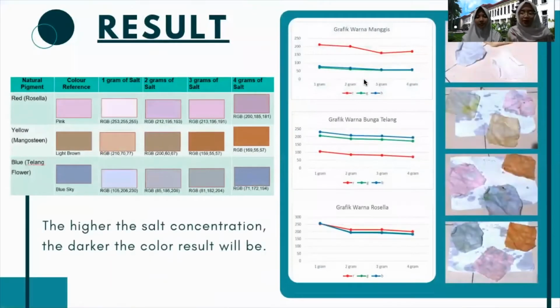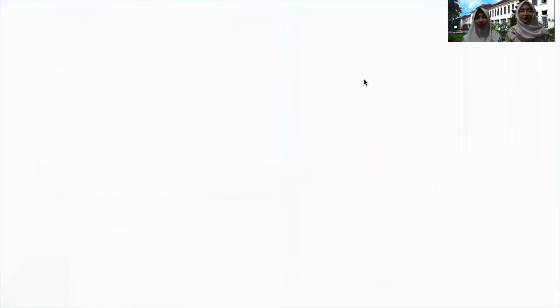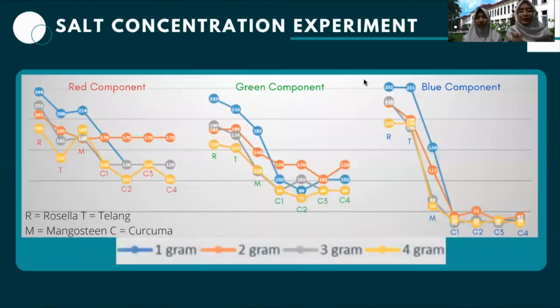So this is our result on the telang mangosteen experiment. And we could see in the table that the higher the salt concentration, the darker the color result will be. So this is the salt concentration experiment. This is the red component, green component, and blue component.